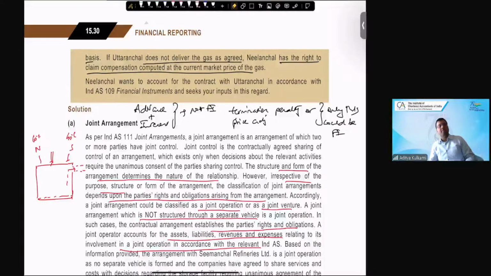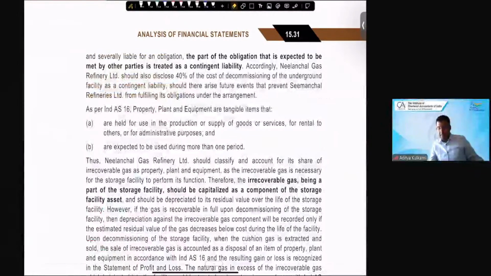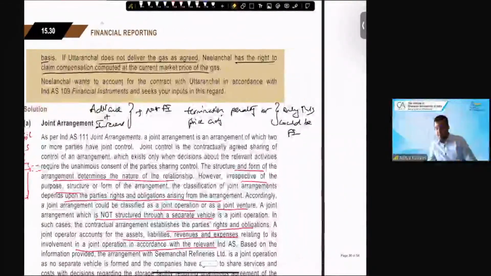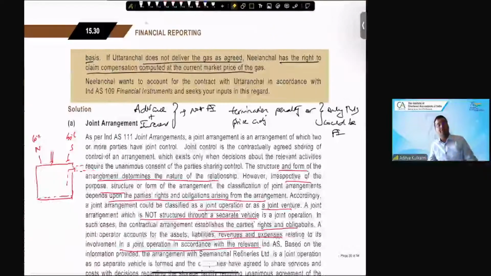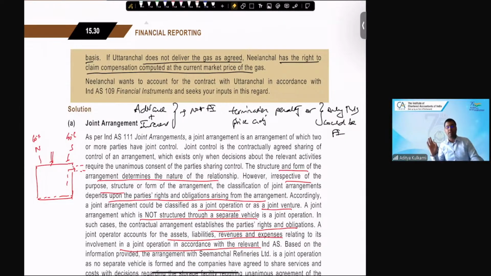Again, you put the pressure, some amount of gas is irrecoverable, the remaining goes into the pipeline. Every time this happens, the same irrecoverable gas continues to remain in that storage facility. Now tell me, that irrecoverable gas which is a part of the storage facility, is it giving rise to monetary benefits? Yes, because it is enabling the other gas to move into the pipeline and get monetized. Yes, sir.